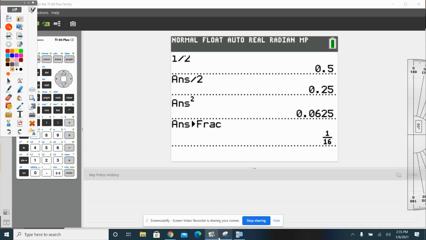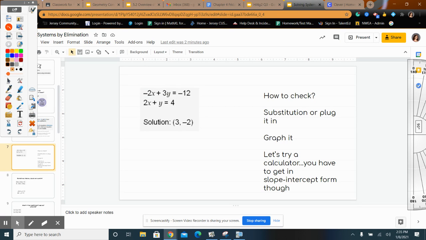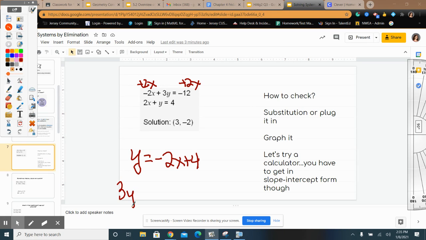So let's do some rewriting here. If I go back to my equations here, the second one's easy to get y by itself. You just subtract 2x. Oh, where's my pen? There it is. So y is negative 2x plus 4. The second one is a little bit trickier. I can add 2x to both sides, and I would get 3y is 2x minus 12. Divide all the terms by 3, and I would get y equals 2/3 x minus 4. Okay, so let's graph both of these into my graphing calculator so you can see what happens here.